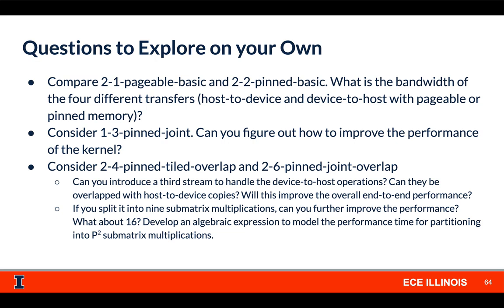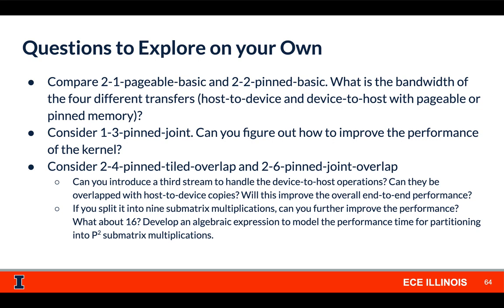We only talked a little bit about the joint matrix multiplication, but if you're curious, you should try to figure out how we could improve the performance of that kernel. We talked about a few different problems with it. And the final question is, can you improve this overlapping matrix multiplication performance further? Maybe by splitting it into 9 or 16 submatrix multiplications? Or can you develop a performance model to say what the performance will be, depending on how many submatrix multiplications you do?